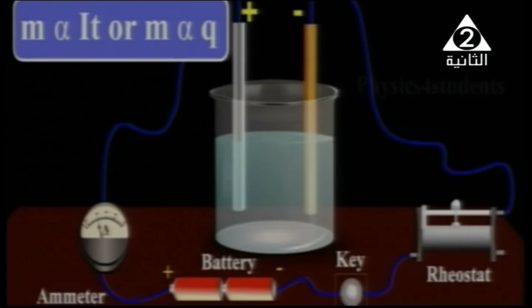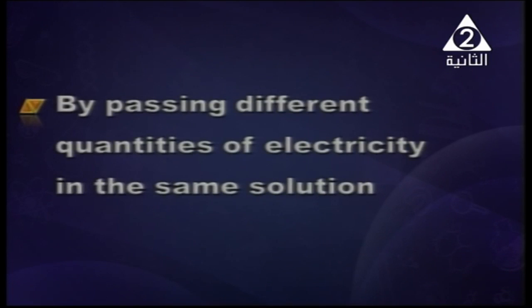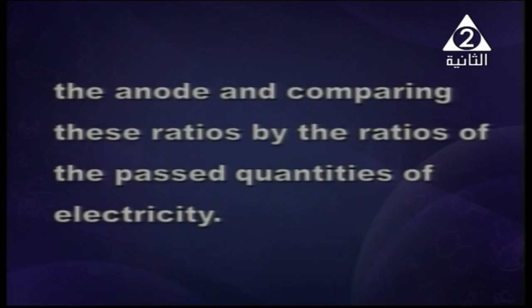The mass of the liberated substance is directly proportional to the quantity of electricity. This is verified by passing different quantities of electricity in the same solution, calculating the ratio of the mass of material formed at the cathode or dissolved from the anode, and comparing these ratios with the ratios of the passed quantities of electricity.